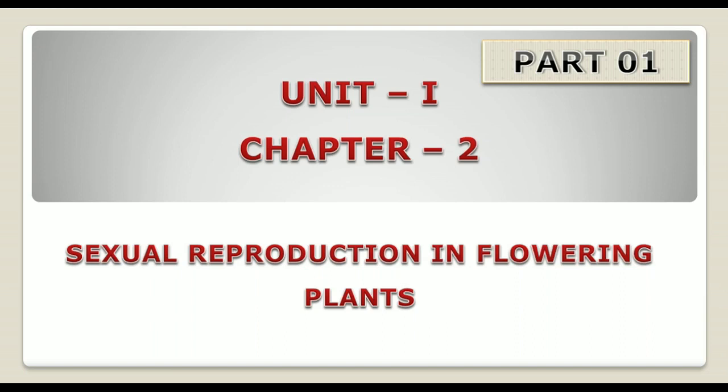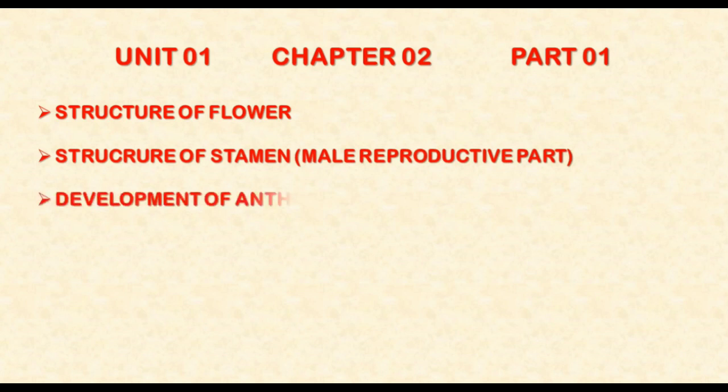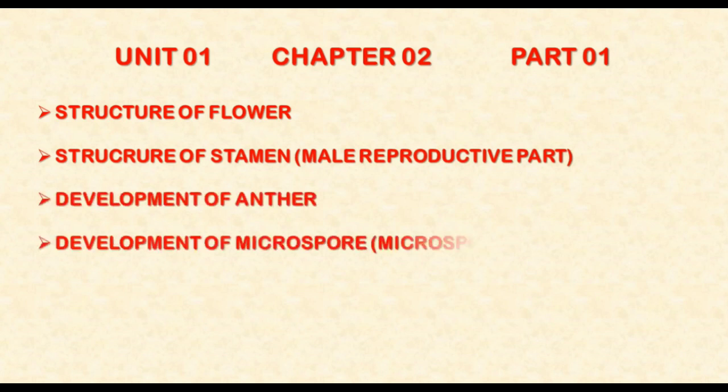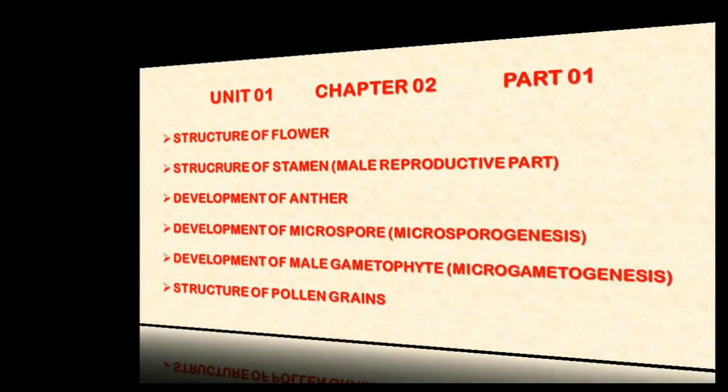Hello student, today I am going to discuss a new chapter, that is sexual reproduction in flowering plants. In this chapter we are going to discuss the following topics. First is structure of flower, next structure of stamen, development of anther, development of microspore, development of male gametophyte, and structure of pollen grains.